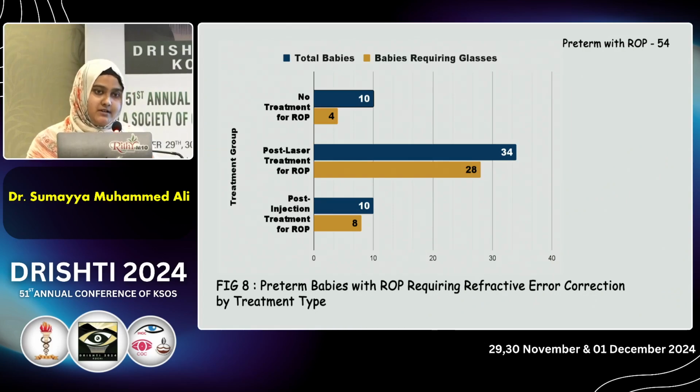This shows ROP babies requiring refractive correction based on the treatment status. Out of 10 ROP babies who underwent no treatment, 4 required refractive correction. Out of 34 post-laser treatment ROP babies, 28 needed glasses, whereas out of 10 post-injection babies, 8 required glasses. This shows how the severity of refractive errors increases with the severity of ROP.